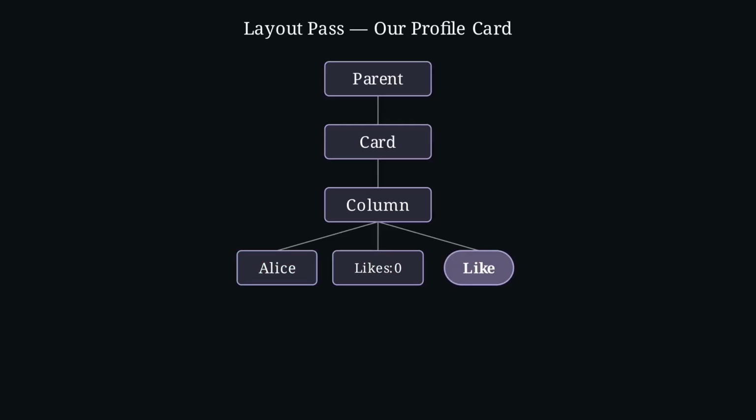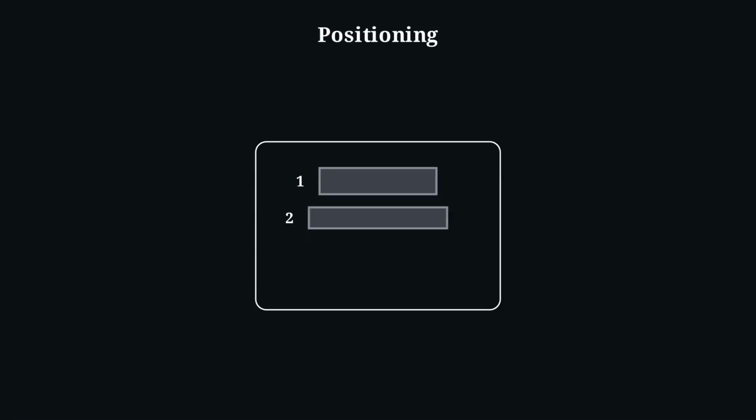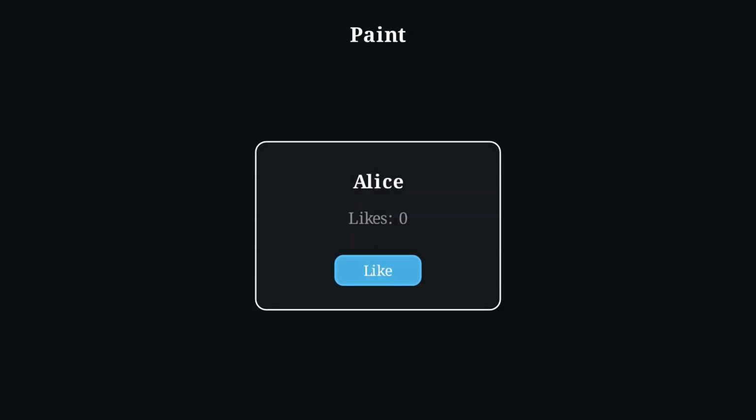The text says, based on this font and this string, I need this much space. The button says, I need this much space. Those sizes go back up. Finally, the parent decides where each child should be placed. So the column says, first text goes here, second text goes below it, button goes below that. After layout is complete, Flutter can paint the final result.